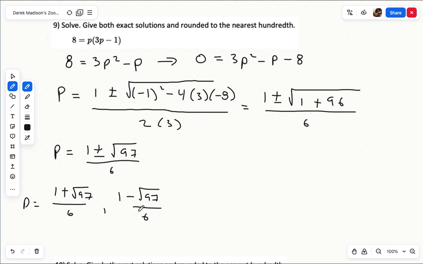Those are our p equals. And then the rounded to the nearest hundredth, so again, just like the last problem where we put that in the calculator, when I did this, for that first one I got 1.81, and for that second one, I got negative 1.47.